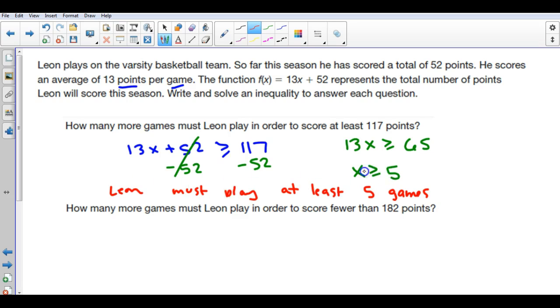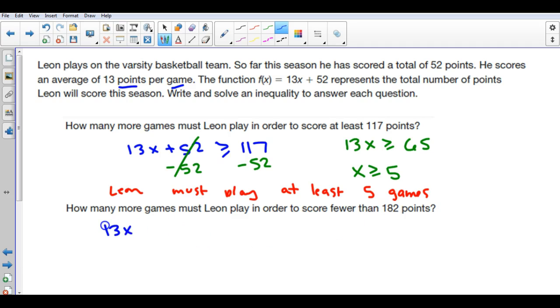So my solution here really is this part, though, where x is greater than or equal to 5. In the next problem, how many more games must he play in order to earn fewer than 182? So we don't want him to earn 182 points. We don't want him to earn 200 points. We want fewer than 182.